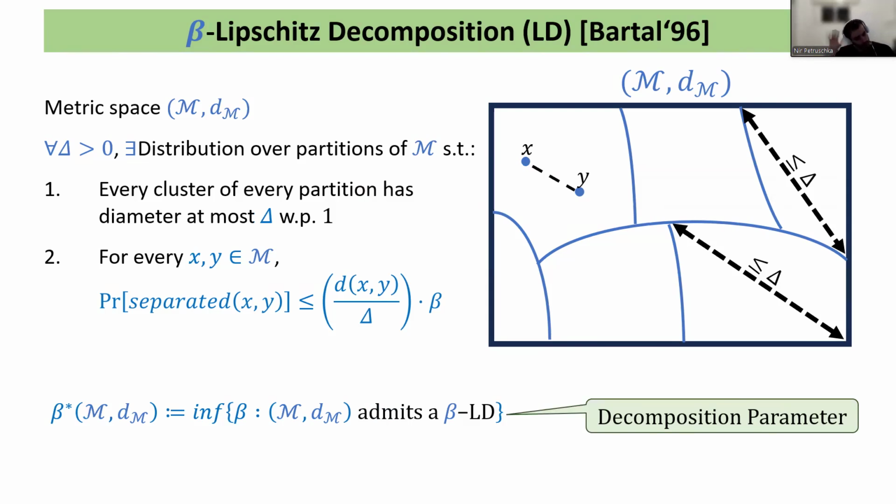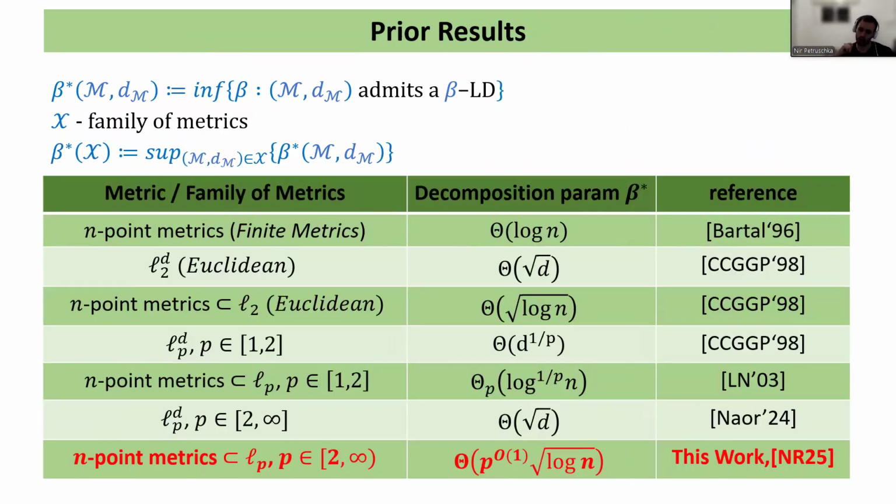Okay, so now to the actual solution, or actual reduction. And we see that for every n-point metric that lies in LP, we can get the decomposition parameter to be something like square root of log n, up to a polynomial dependency in the value of p. Okay, and this will actually be some sort of a reduction to the Euclidean case. So the square root of log n is no coincidence.